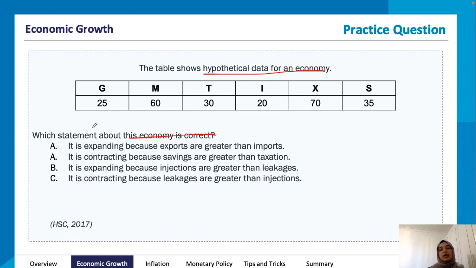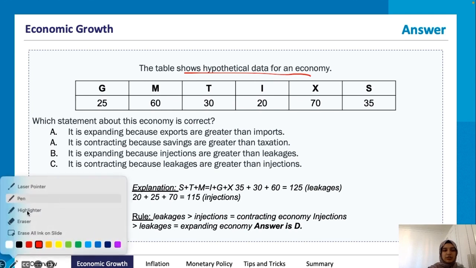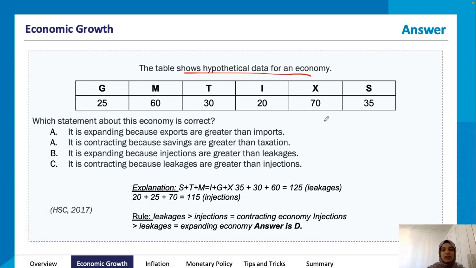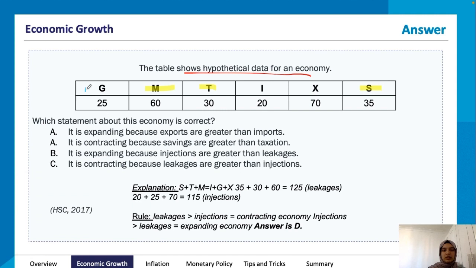So pause. Okay. So hopefully you've had a chance to attempt the question. We will now get into the answer. So, let's go through the options here. So, we've got the hypothetical economy. First thing I did whenever I had a question like this, I would separate the leakages and the injections. Okay, so leakage, leakage, leakage, and then another color. Let's take blue, injection.